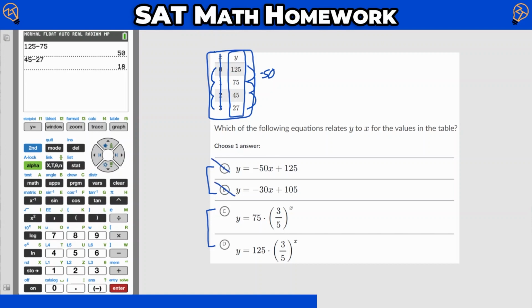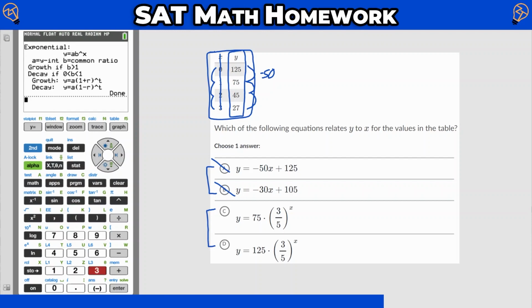As far as the exponential model goes, we can actually make this pretty easy on ourselves. If we go to our program, you don't need to, but if you wanted to, I would go alpha cosine to get right to the f's. If we go to function and we go to exponential, which is the third one, we see the exponential model is y equals a times b to the x, where a is the y-intercept, which occurs when x is 0. So the y-intercept's 125, which definitely makes the answer D.